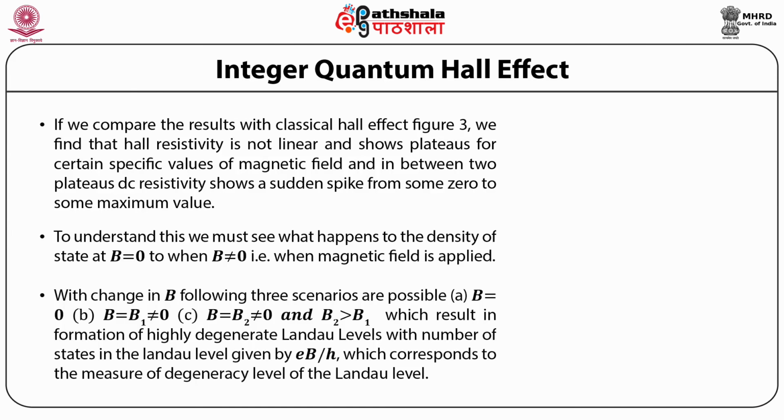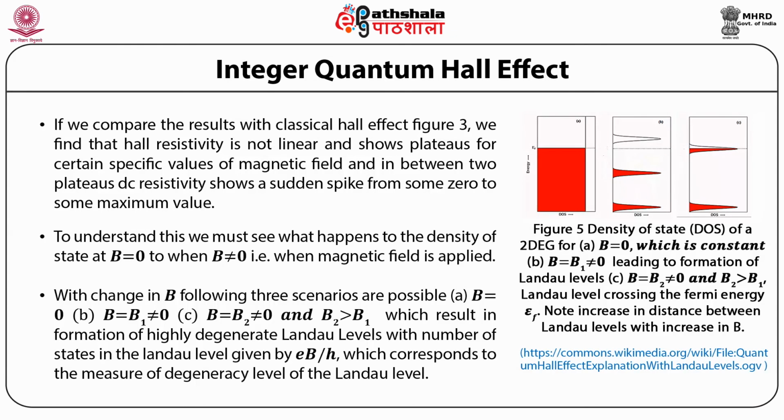With changes in B, the following three scenarios are possible. First, B is equal to zero. Second, B is equal to B1, not equal to zero. And third, B is equal to B2, not equal to zero, and B2 is greater than B1, which results in the formation of highly degenerate Landau levels with the number of states in the Landau levels given by eB upon h, which corresponds to the measure of the degeneracy level of the Landau level.